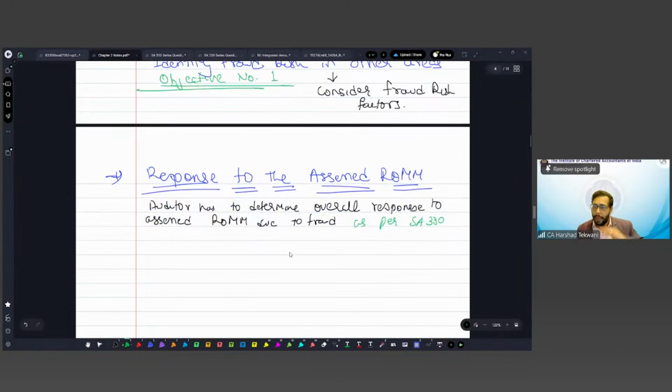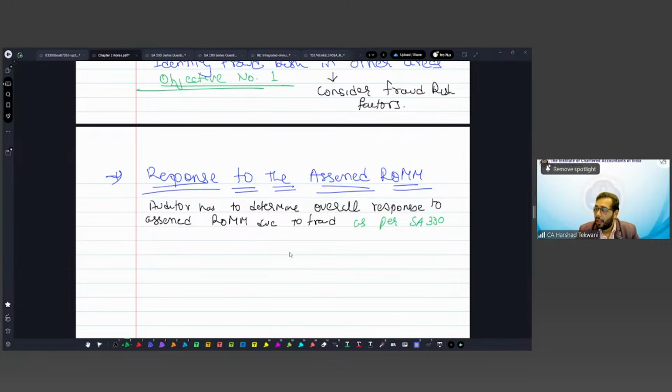But you are correct. I summarized all the procedures in one line: bank confirmation, vendor confirmation, customer confirmation, sample testing, analytical procedures, a lot of things. Now, there are some specific areas that we are required to do apart from all the generic procedures. What are these specific procedures? I'll give you a question. You tell me the answer, and that will be a specific procedure.